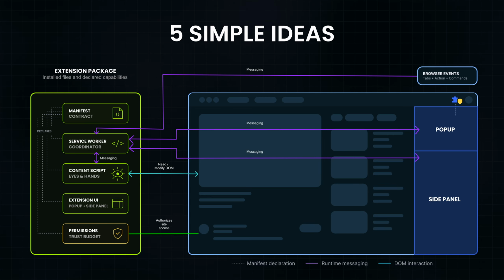That is the architecture of an extension compressed into one product model: a contract, a coordinator, eyes and hands, a control surface, and a trust budget. This power comes with a cost. When your product lives inside someone else's workflow, part of that workflow belongs to someone else. A website can change its DOM, a browser can change its APIs, manifest requirements can change, store policies can change, and the permissions that feel reasonable to you may feel dangerous to the user.